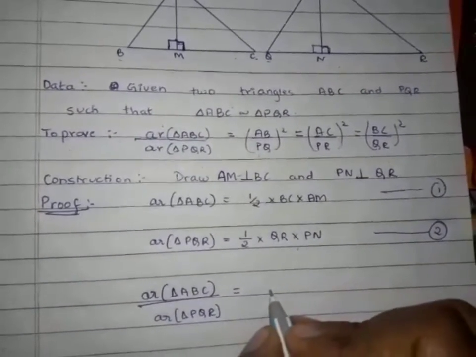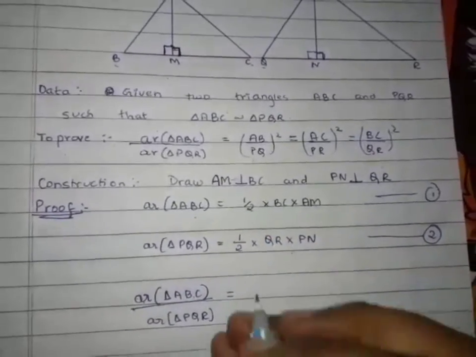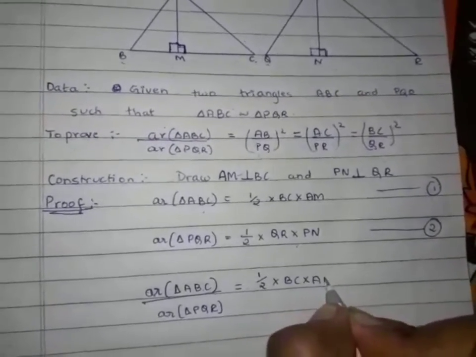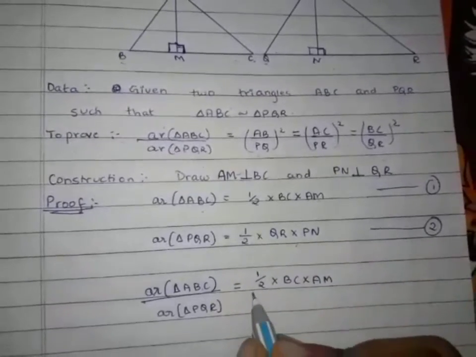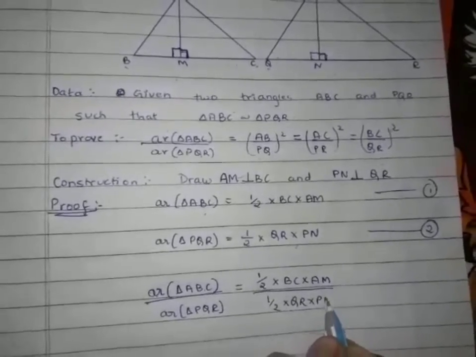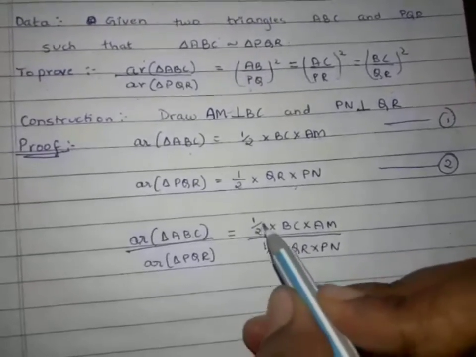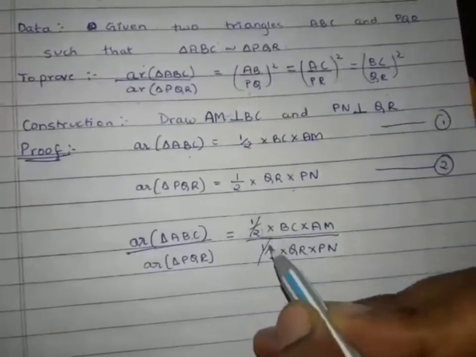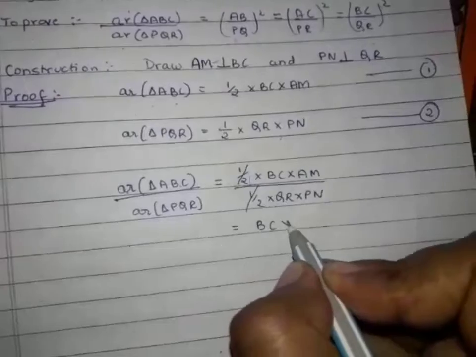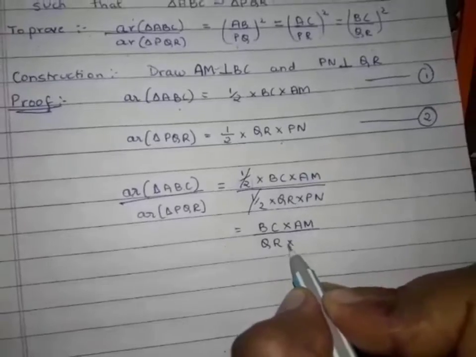Okay. So what will we get in the numerator? In the numerator we have the area of triangle ABC. So on the right hand side of the numerator we'll have half into BC into AM. In the denominator we'll get half into QR into PN. Look here, the numerator and denominator both have half, so let us cancel them. Half and half will get cancelled. So what will remain? The remainder will be BC into AM divided by QR into PN.